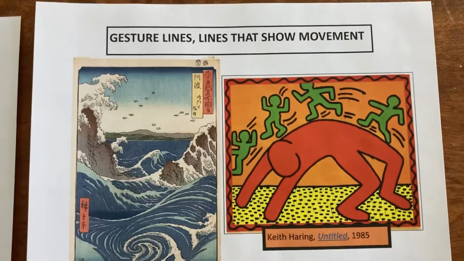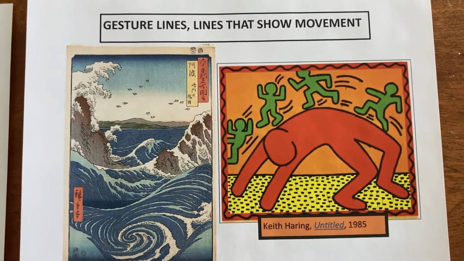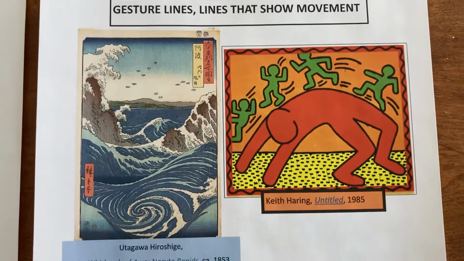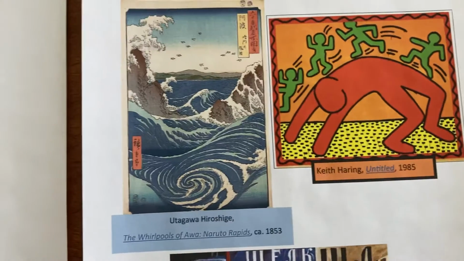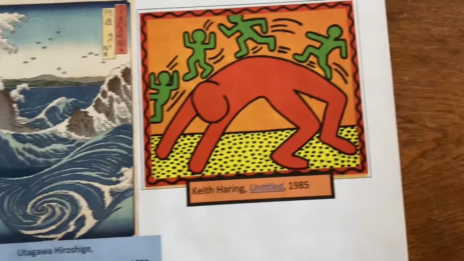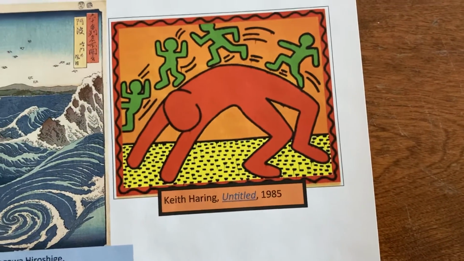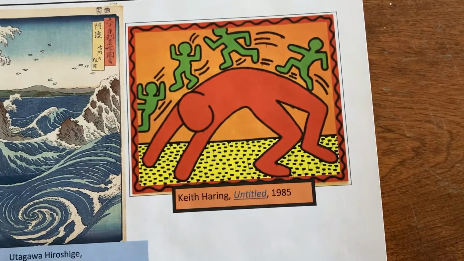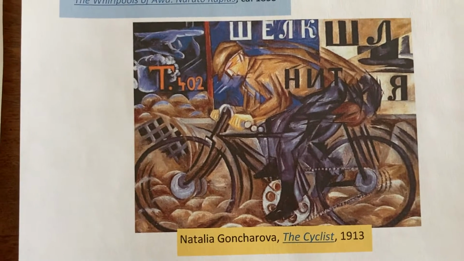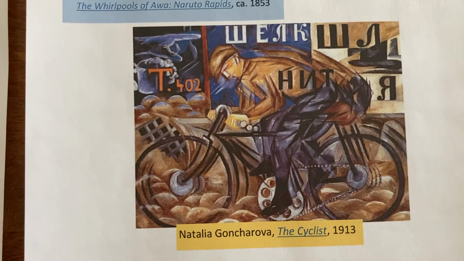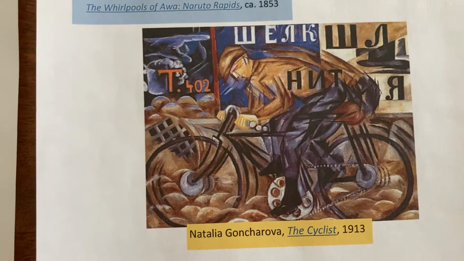Oh, gesture lines that show movement. So this is kind of my favorite kind of line, showing movement. So waves. I'm not sure exactly what's happening there, but they're moving. And of course a bicycle race. So you can see the wheels moving, and actually it does look like the person is kind of moving too.